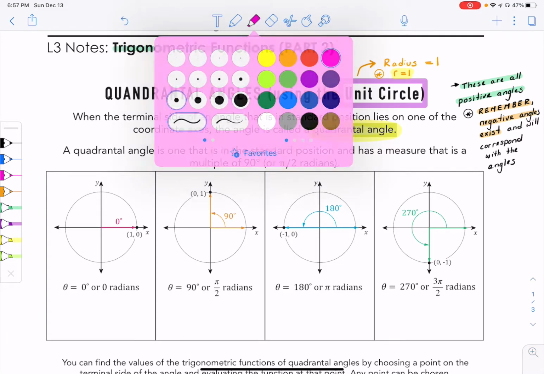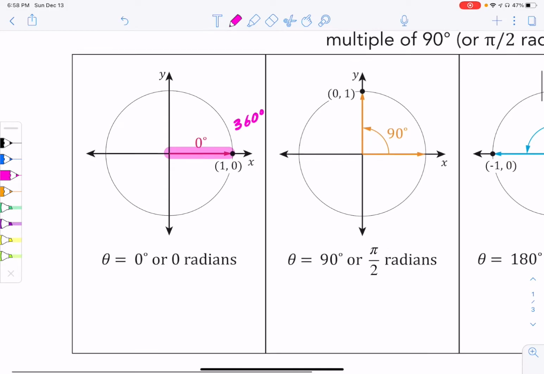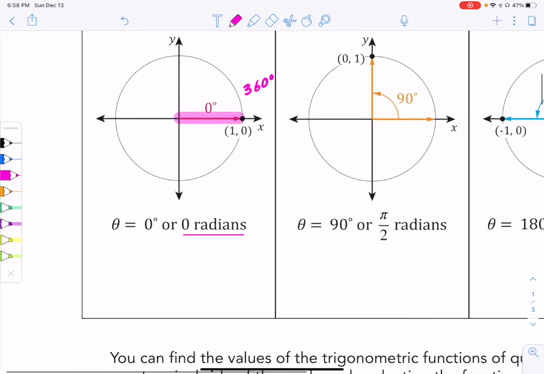If we start in the box all the way to the left, we're looking at 0 degrees. 0 degrees is also 360 degrees if you were to make one full rotation around the coordinate plane. And 0 degrees is 0 radians. However, if you were to use 360 degrees, 360 degrees is 2 pi radians.